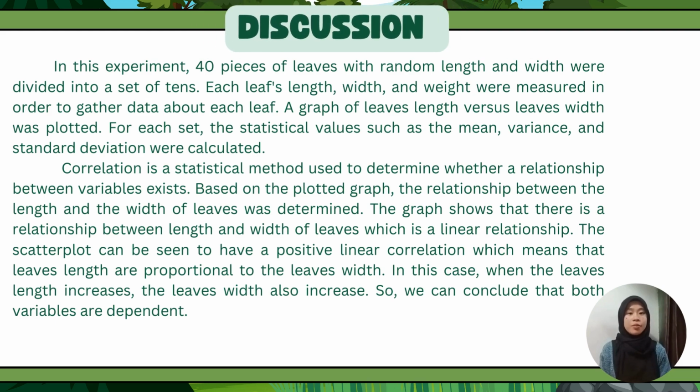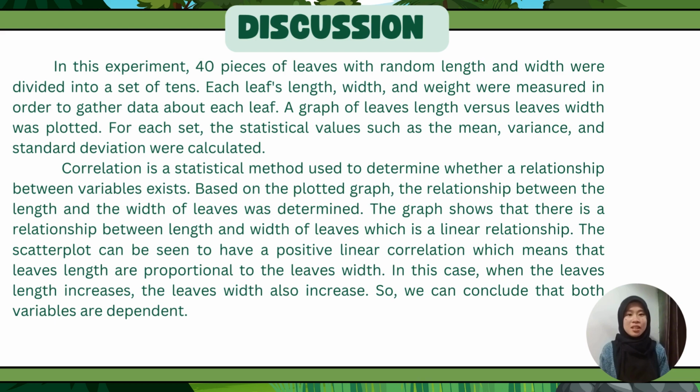In this experiment, 40 pieces of leaves with random length and weight were divided into sets of tens. Each leaf's length, width, and weight were measured in order to get the data for each leaf. A graph of leaf length versus leaf width was plotted. For each set, values such as the mean, variance, and standard deviation were calculated.